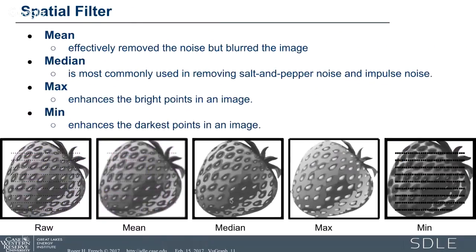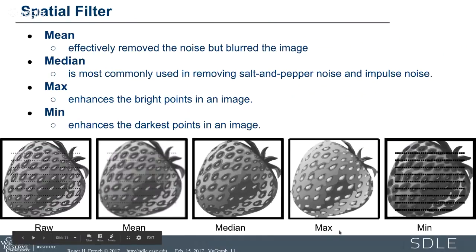This page is about the characteristics of each spatial filter method. Here is an example: a strawberry with a black frame and some dark points added on purpose as noise. After the mean filter, we can see the black points are faded, but the whole image gets blurred. After the median filter, the black points are gone, and it looks good.